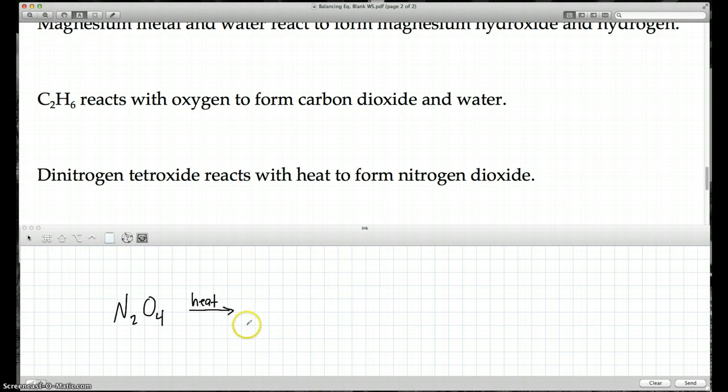Reacts to form nitrogen dioxide. Nitrogen dioxide. Again, don't use mono for the first one, so nitrogen dioxide. So we don't have anybody alone here, so we don't have to worry about any of the diatomics. Everybody's paired up with somebody in a compound. So if I look, 2 N's, oh, I only got 1 N there, so I'm going to put a 2 there. So 2 N's, 2 N's, 4 O's here. 2 times 2 is 4 O's there. That one was a pretty simple one.